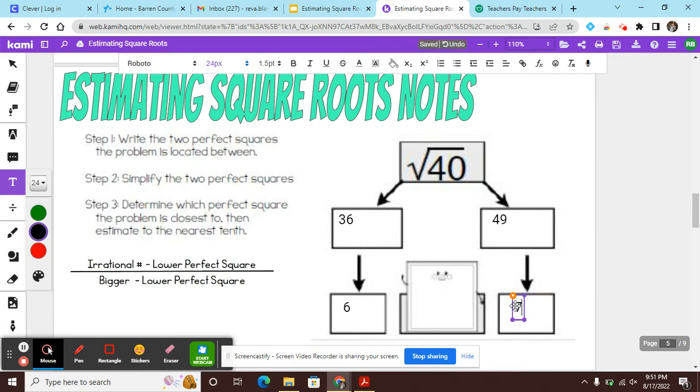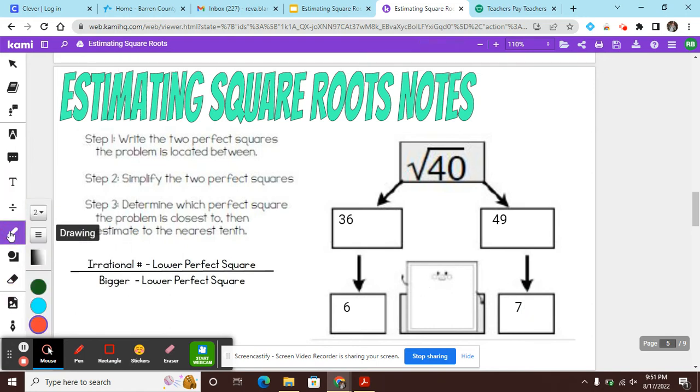Because it comes between 6 and 7, my first number is going to be 6. Let's go back to drawing, just because it's a little bit easier. So that's my first number. To figure out which tenth it goes between, we follow that little formula that we've got here. We take our irrational number, which is 40, and we're saying 40 minus the lower perfect square. So we're saying 40 minus 36.